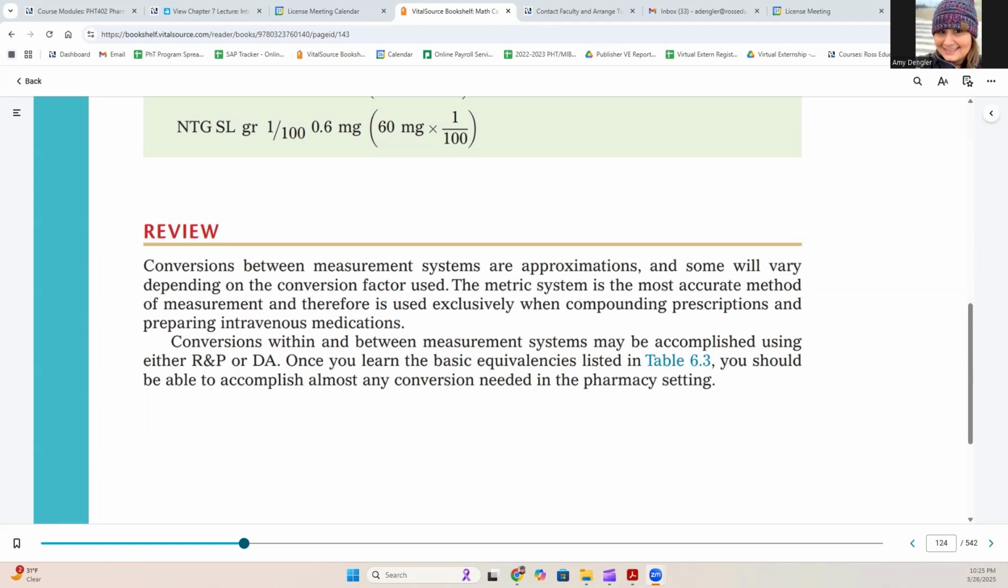Conversions between measurement systems are approximations, and some will vary depending on the conversion factor used. The metric system is the most accurate method of measurement and therefore is used exclusively when compounding prescriptions and preparing intravenous medications. Conversions within and between measurement systems may be accomplished using either a ratio and proportion or DA. Once you learn the basic equivalencies listed in table 6.3, you should be able to accomplish any conversion needed in the pharmacy setting. So I do recommend when doing your problems for this assignment that you have your conversion sheet handy.